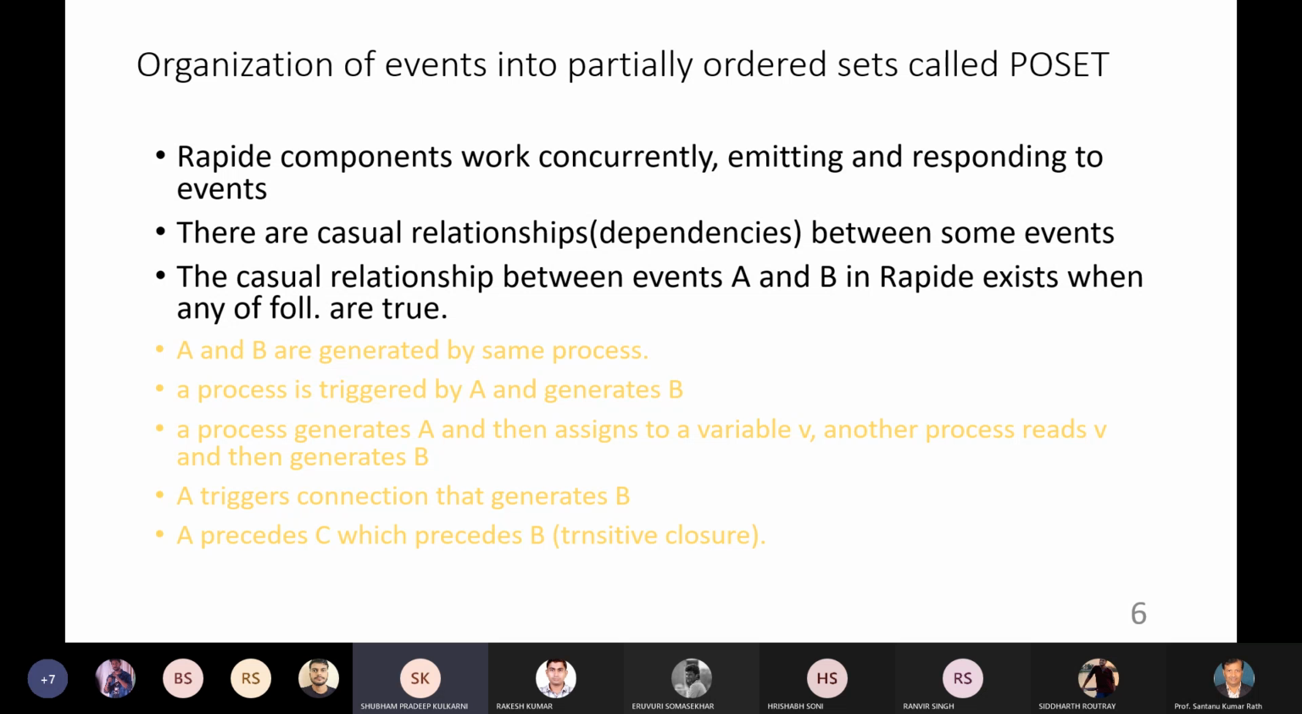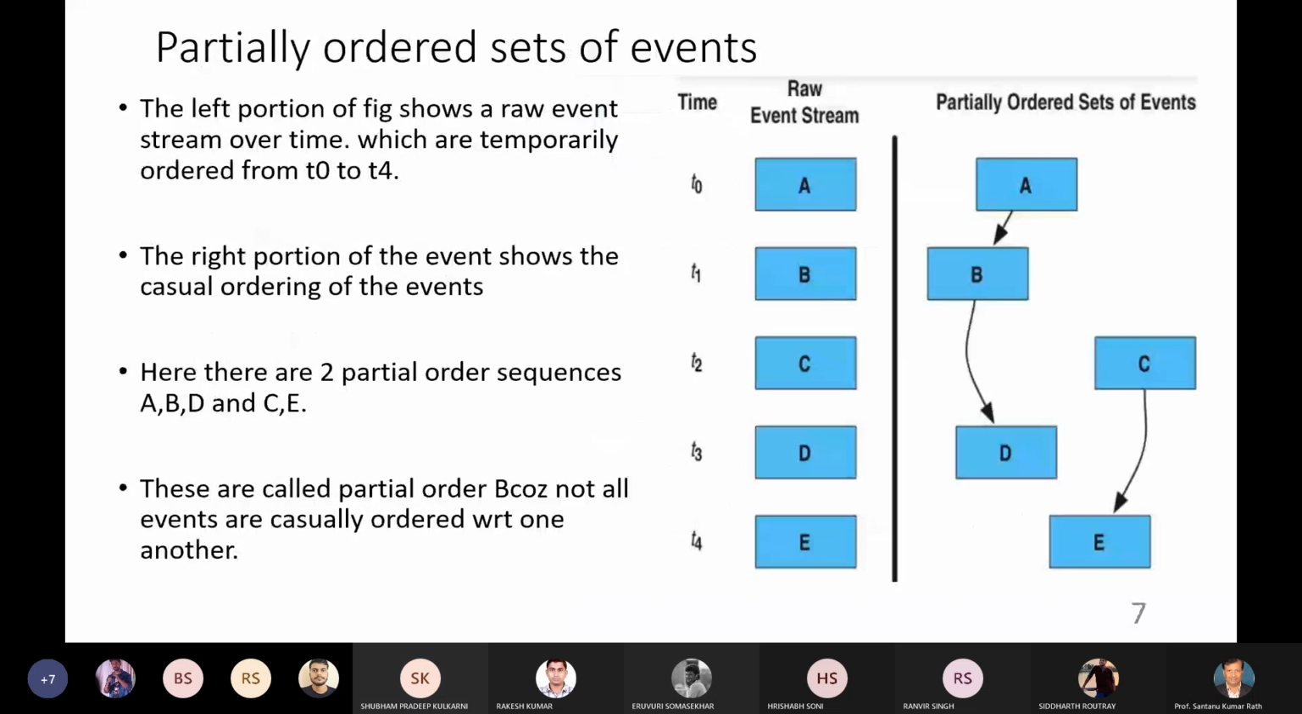This is transitive closure. Now, if we closely observe all these rules which state the dependencies between A and B, then we realize that it is actually showing the properties of partially ordered sets that we studied in set theory. The properties of transitivity and reflexivity. Okay, so these are partially ordered sets of events.